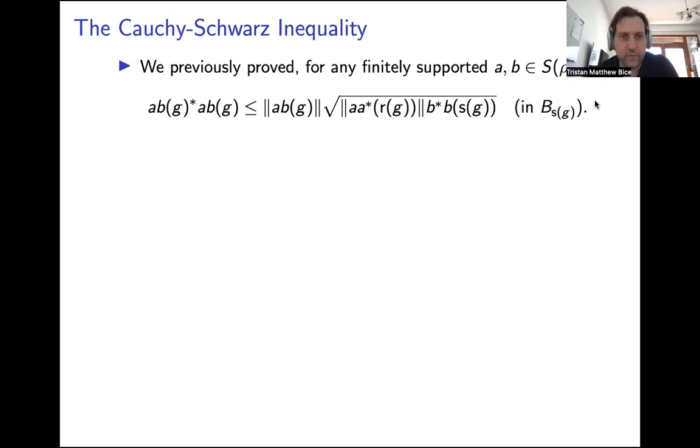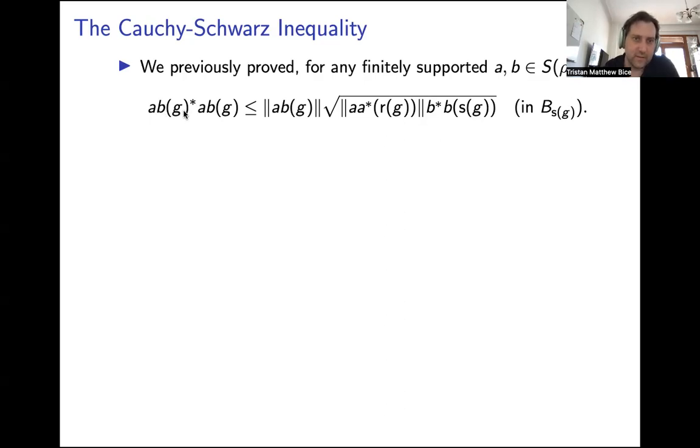I think the final thing we proved last lecture was this kind of Cauchy-Schwarz inequality. The original Cauchy-Schwarz you're used to is probably for Hilbert spaces, but we then used that and built it up to Hilbert modules, which is another standard result. And then we went even further and showed that this gives us a kind of Cauchy-Schwarz inequality for convolution of sections of Fell bundles. So more precisely, it says this.